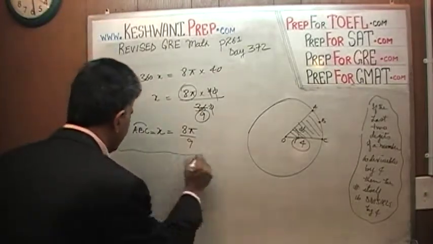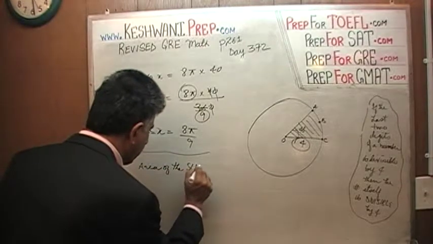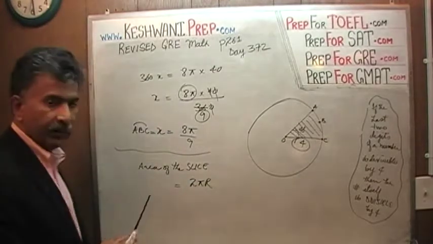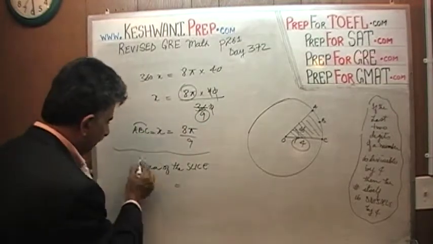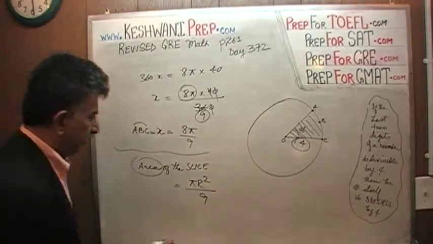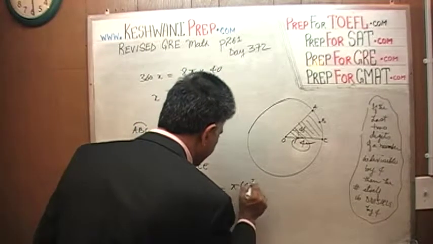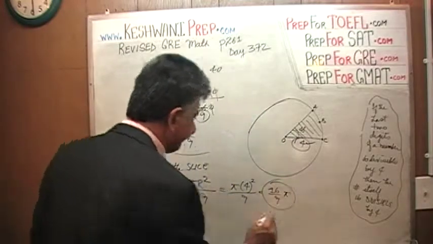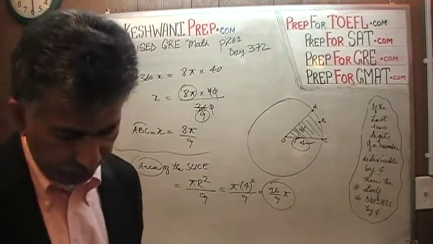So the area of the slice is going to be, not 2 pi r, this is not the length of the arc, which we already did. We're talking about the area, which is pi r squared, and it's going to be 1/9 of that. And pi r squared, r we know is 4. So it's 4 squared over 9, or 16 over 9 pi. 16 over 9 pi. Whatever the area of the circle is, it's 1/9 of that. That's all.